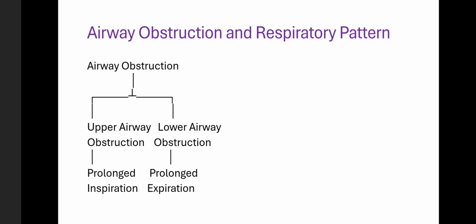Conversely, if the patient has a lower airway obstruction, like acute asthma or a COPD exacerbation, air enters easily but gets trapped in the distal airways. The challenge here is squeezing the trapped air out, leading to a markedly prolonged expiration accompanied by wheezing. Just by listening to the ratio of inspiration to expiration, you can immediately narrow down the anatomic site of obstruction.